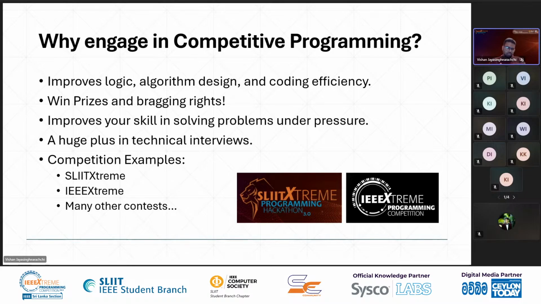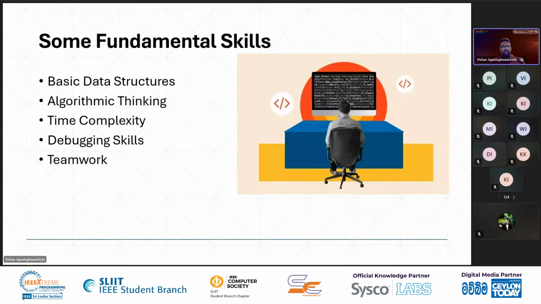So we'll see what sort of skills you need to polish and have if you are very serious about competing. But brushing up on these skills will definitely help your programming skills anyway, whether or not you're going to go into competitive programming, right? Now, when it comes to competitive programming, there are some fundamental skills that you have to develop, right? So I have listed some of them here, the most basic ones, starting with data structures, algorithmic thinking, understanding time complexity, and debugging, right? And teamwork, right?